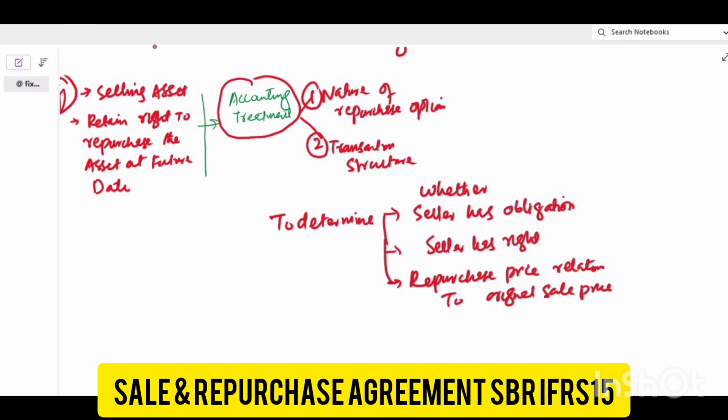So selling an asset and retaining the right to repurchase the asset means you have an agreement of sale and repurchase. Now the accounting treatment depends on the nature of the repurchase option and the transaction structure. How will you determine the accounting treatment? You have to understand whether the seller has the obligation or whether the seller has the right to repurchase it, and you also consider the repurchase price in relation to the original sale price.